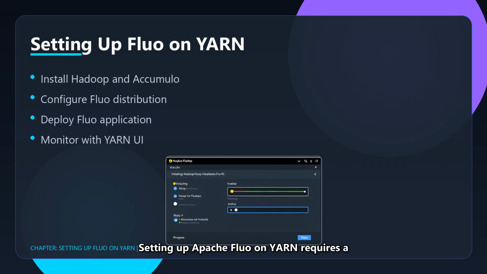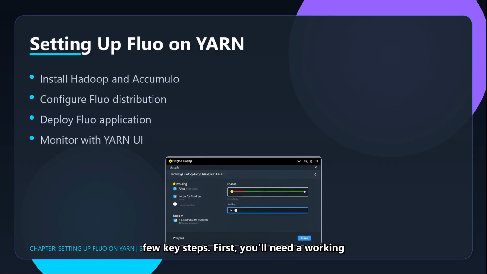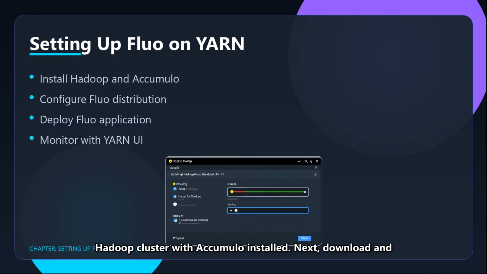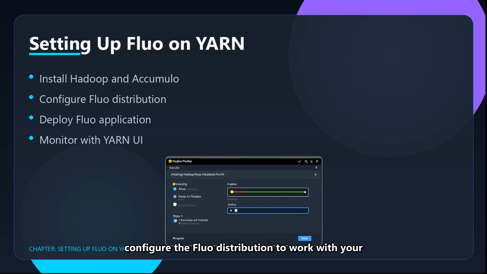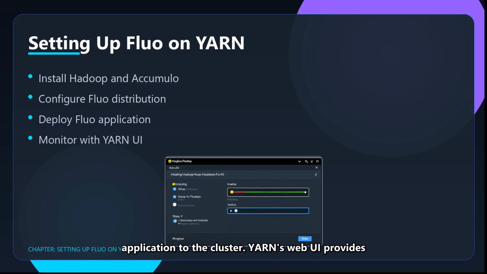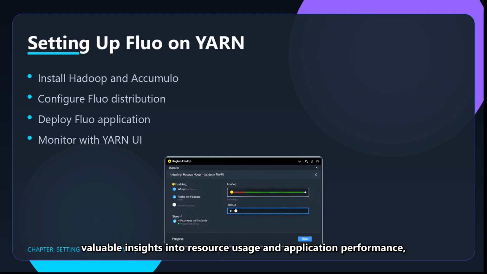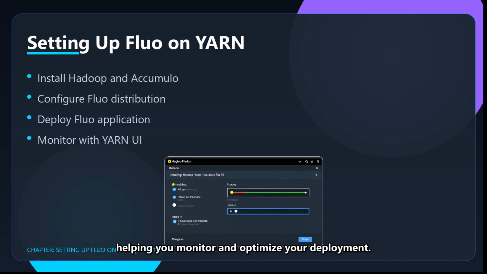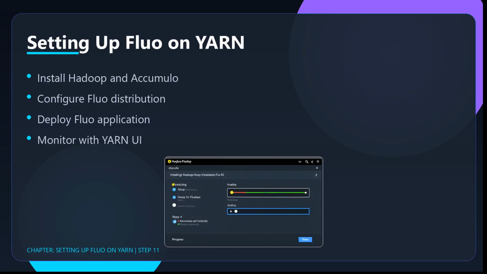Setting up Apache Fluo on YARN requires a few key steps. First, you'll need a working Hadoop cluster with Cumulo installed. Next, download and configure the Fluo distribution to work with your environment. Once configured, you can deploy your Fluo application to the cluster. The YARN Web UI provides valuable insights into resource usage and application performance, helping you monitor and optimize your deployment.